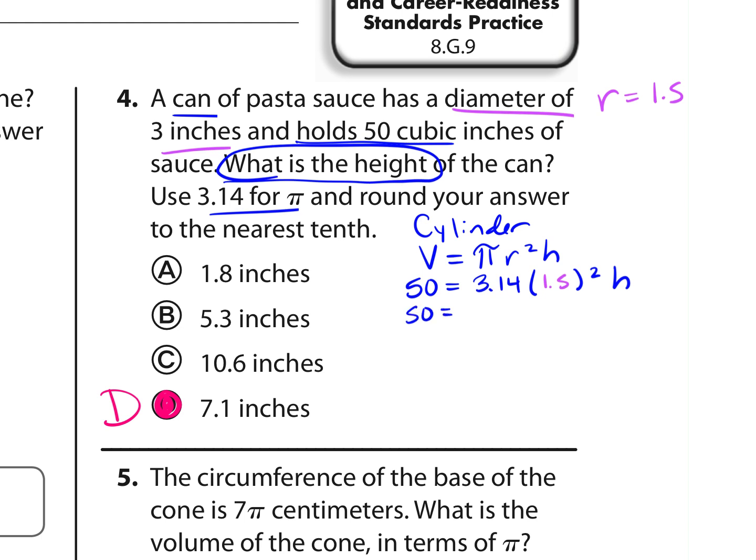3.14 times 1.5 squared is 7.065. We'll multiply that by h. Divide both sides by 7.065. And we get that the height is 7.07... Rounded to the tenths place is 7.1.